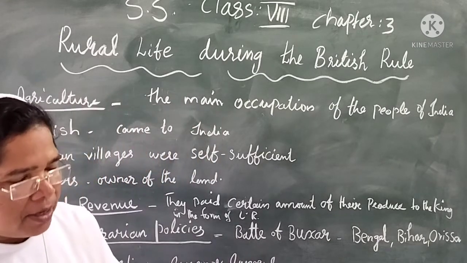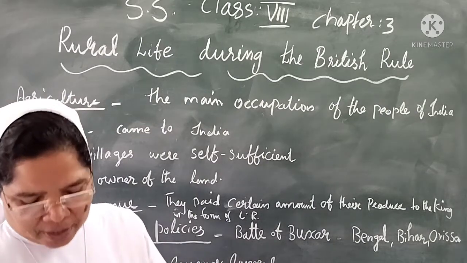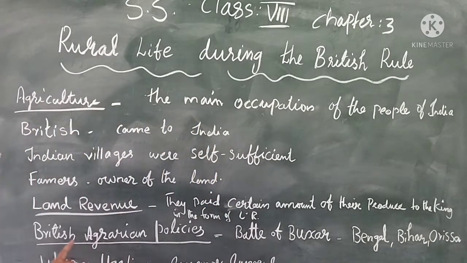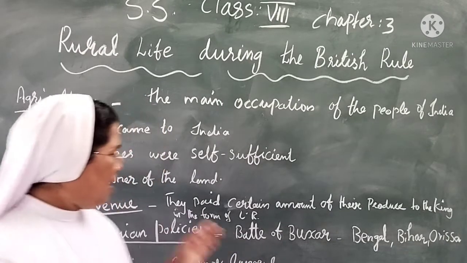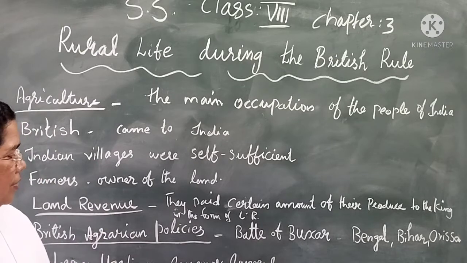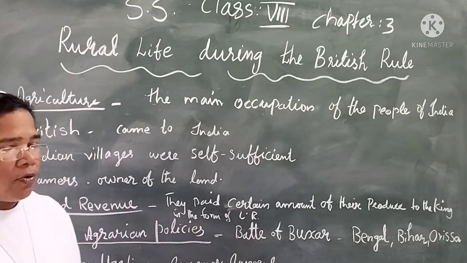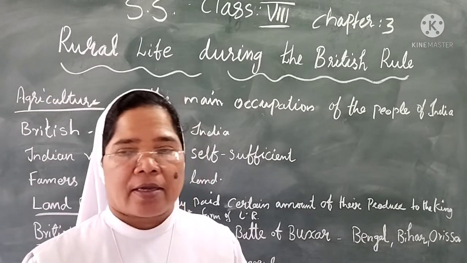Now let us study British agrarian policies. We understand that land revenue is a certain amount of the produce paid to the king. This is some money they give to the king.